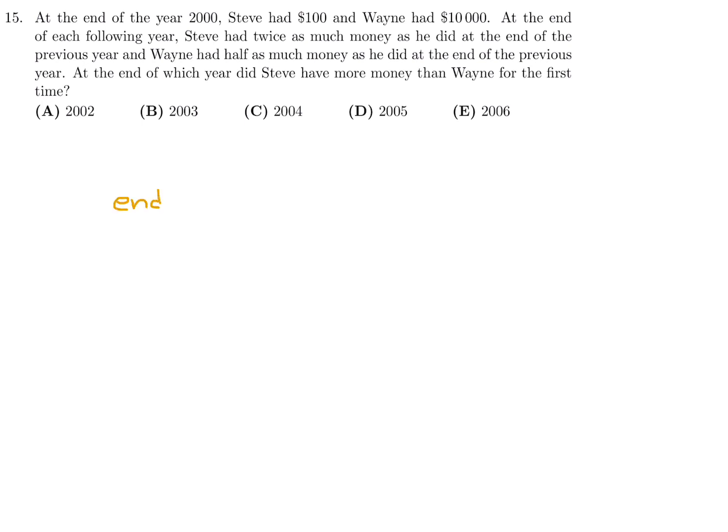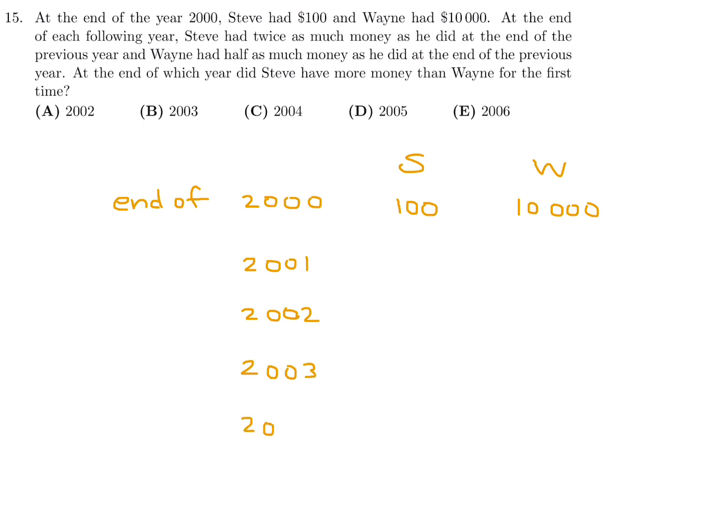So end of year 2000. We have Steve here and we have Wayne here, so it's 100 and 10,000. So end of 2001, end of 2002, and so on, right? So the answer choices go up until 2006, so let's just write until 2006.